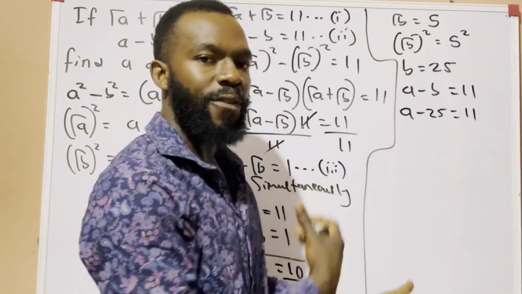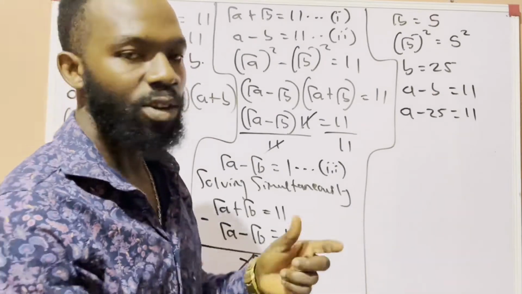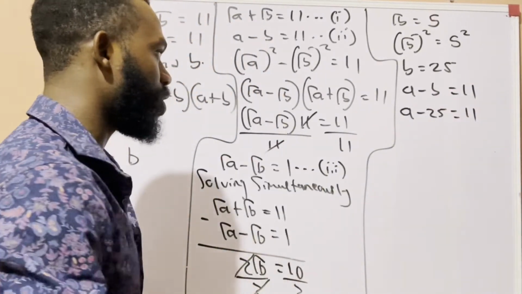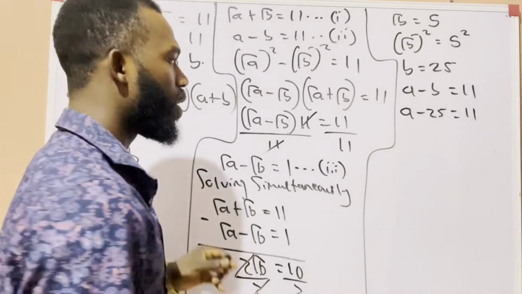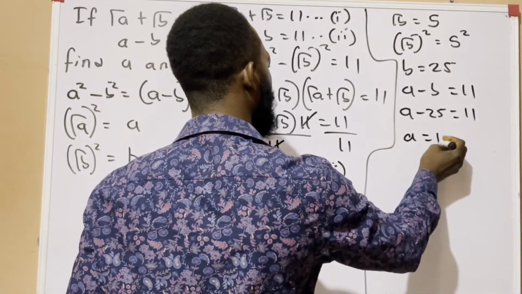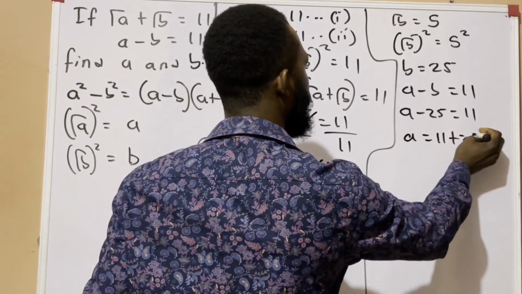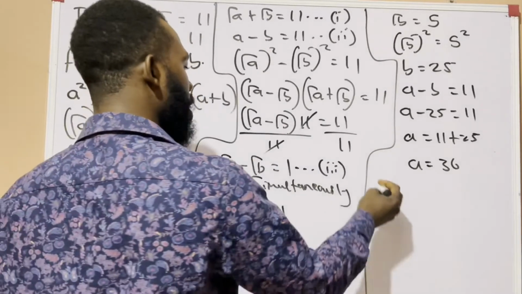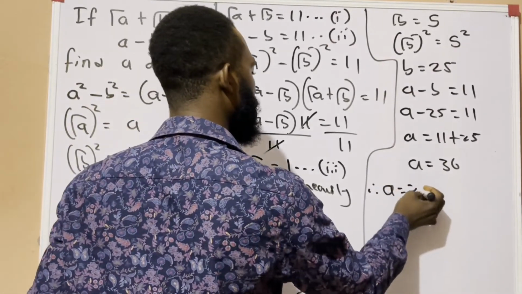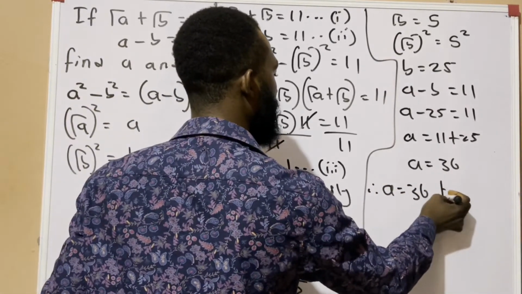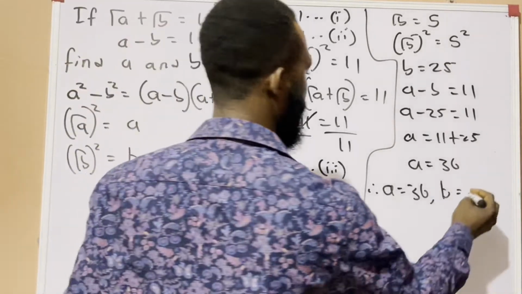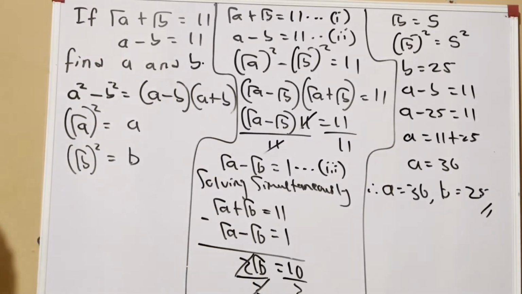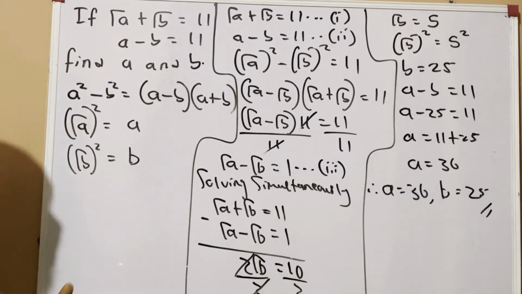Now, there is no way 25 can be subtracted from a because they are not like terms. So minus 25 crosses the equality sign to the right hand side of the equation and becomes a positive 25. So here it becomes a is equal to 11 plus 25, and 11 plus 25 will give us 36. So therefore, a is equal to 36 and b is equal to 25. So that is the value for a and b in the question.